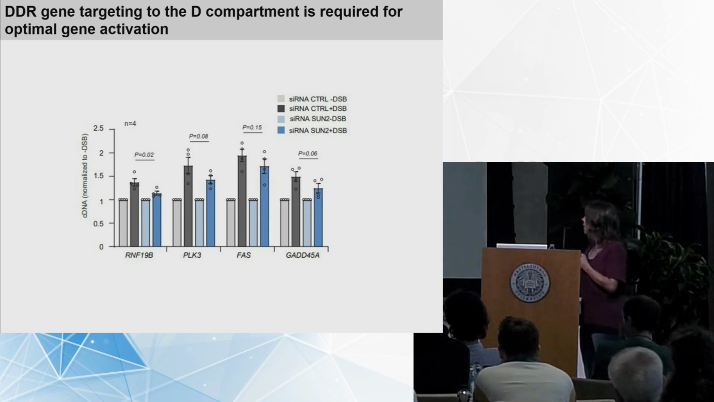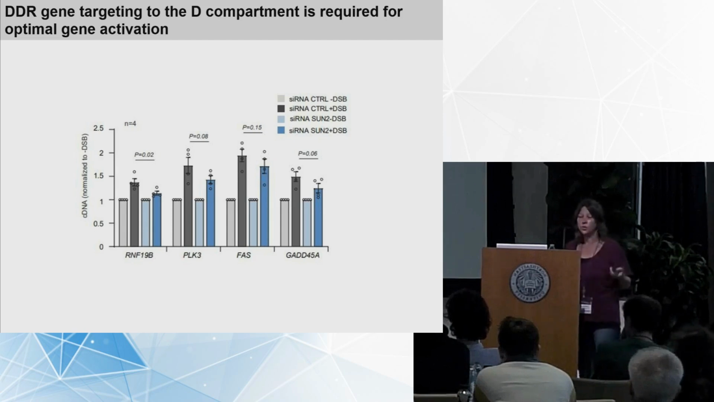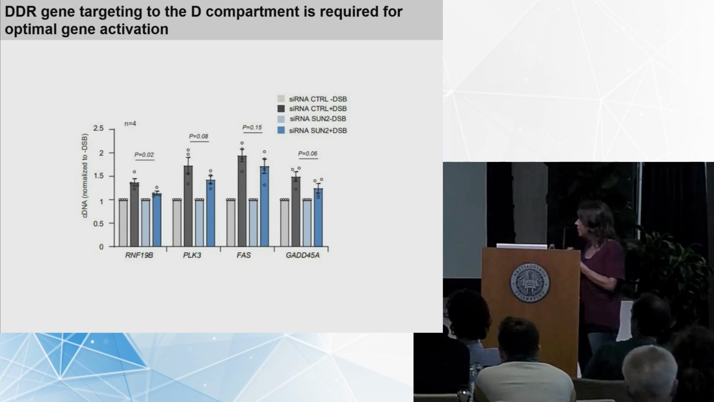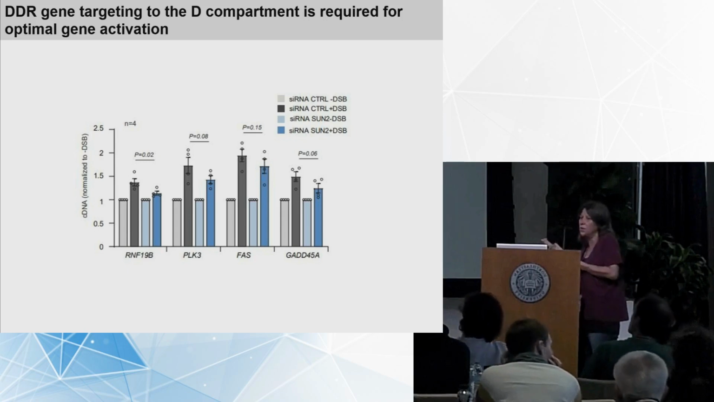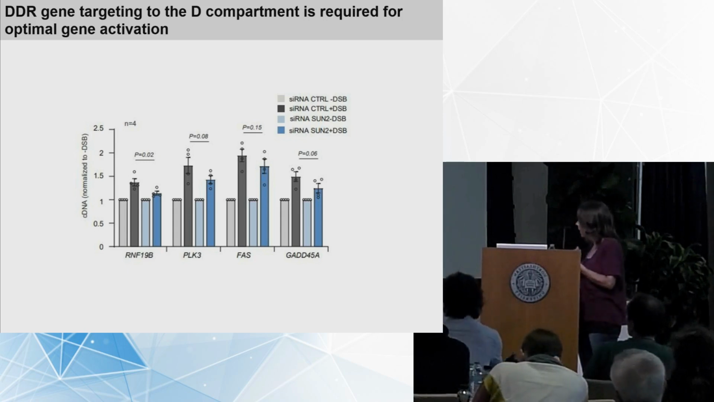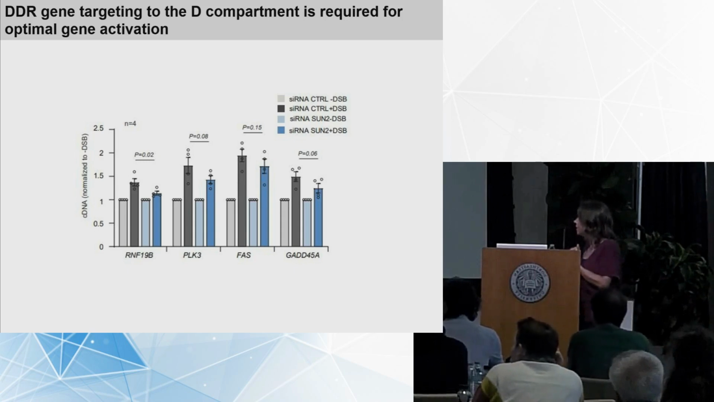So what's the point of targeting some genes physically in that D compartment? Well, it contributes to their optimal activation post-DNA damage. We use a trick here that you may understand a little bit later. We knock down SUN2 because we know it's involved in DSB clustering, and, to our knowledge, in no other repair events. And we looked at the activation of several DNA damage responsive genes that we know are targeted to the D compartment, and we could see that when you knock down SUN2, you decrease the activation of those DNA damage responsive genes.